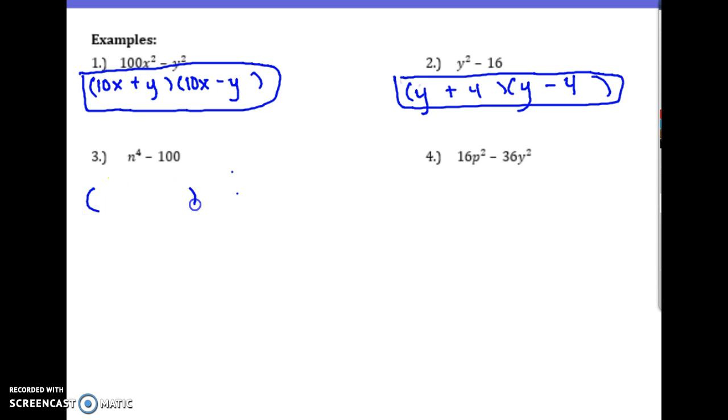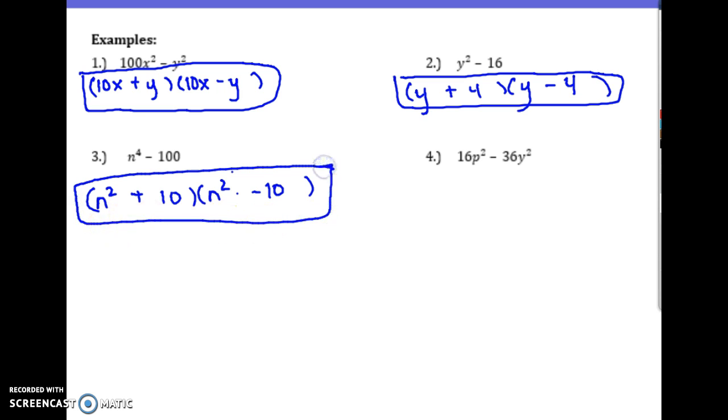Okay, n to the fourth would be n squared times n squared is n to the fourth, and 100 we can say plus 10 and minus 10. Okay, now number 4, we want to first factor out the greatest common factor. So if I looked at 16 and 36, I can factor out a 4. And let's see, can I do anything with the variables? Nope, just a 4. So this would be 4 times p squared minus 9y squared.